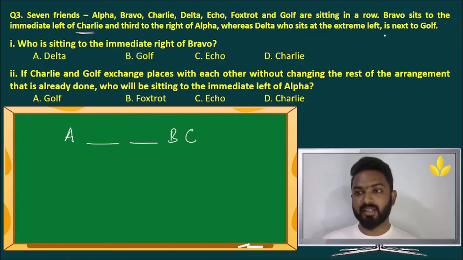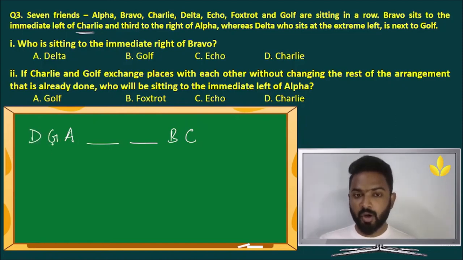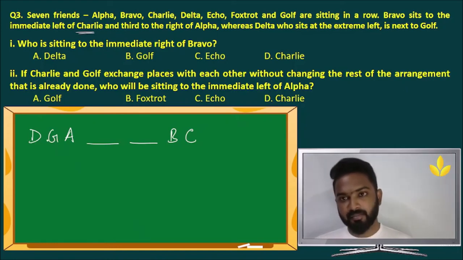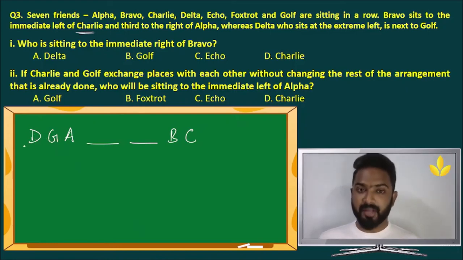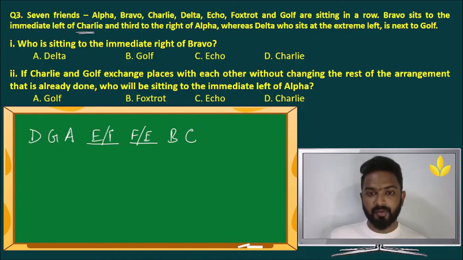Whereas D, who sits at the extreme left, is next to G. So D is at the extreme left and it's next to G. So G could have been to the left of D or right of D, but they have already mentioned that D is at the extreme left. That means nobody can sit to the left of D. And the 2 people remaining over here are who? D, G, A, B, C done. E and F are remaining. So E here, F here or E here, F here. These are the possibilities.